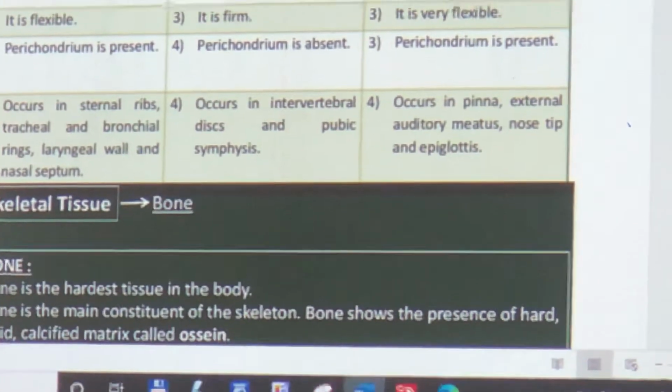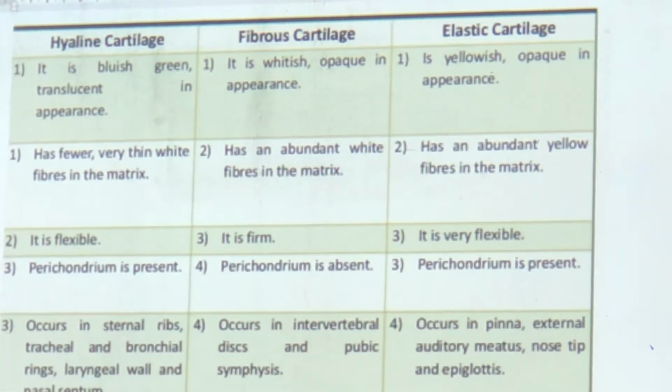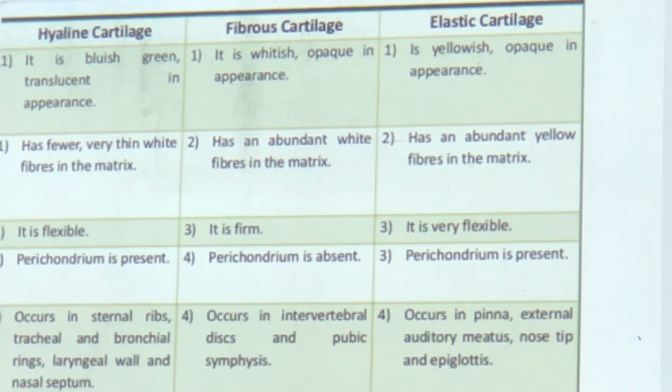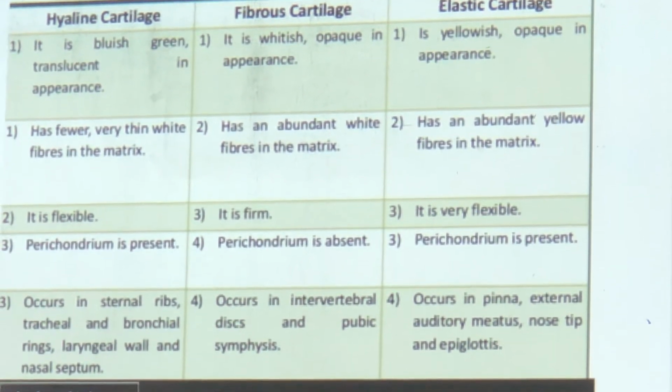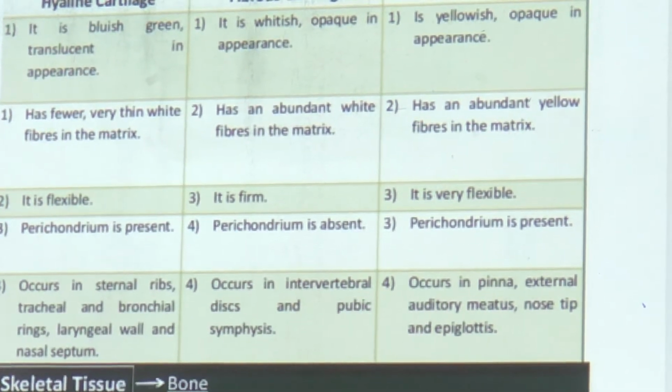Distribution between blue, white, yellow. Few fibers, a lot of white fibers, a lot of yellow fibers. Flexible, firm, very flexible. On top, no sellotape. Sellotape is there, sellotape is not there, sellotape is there.